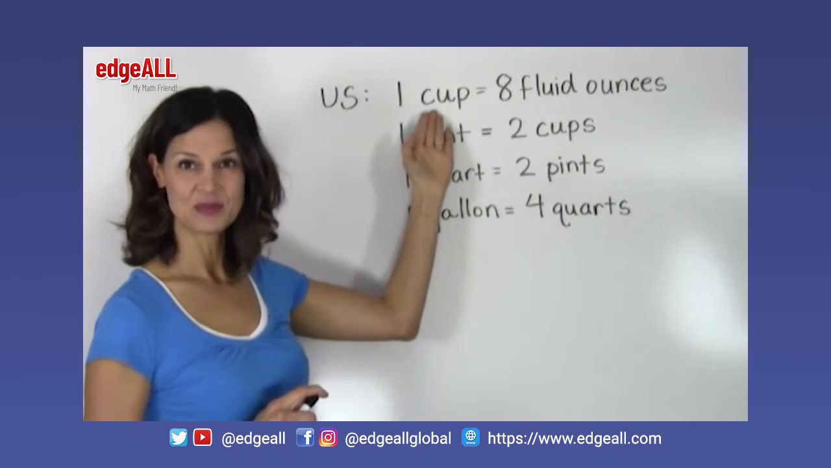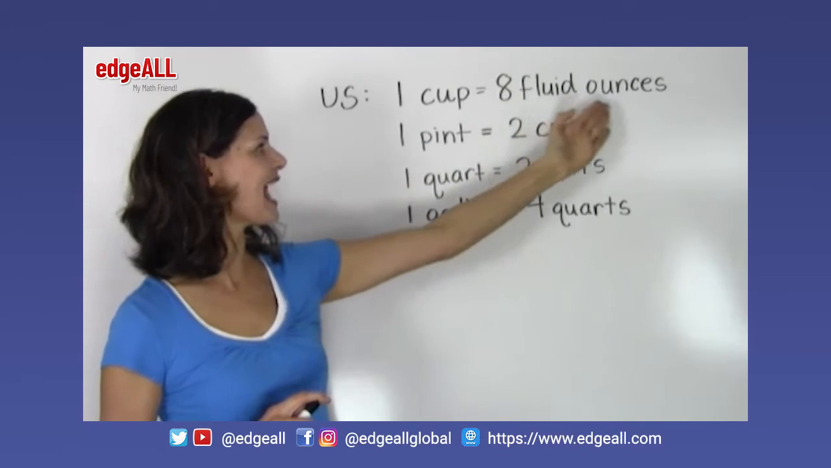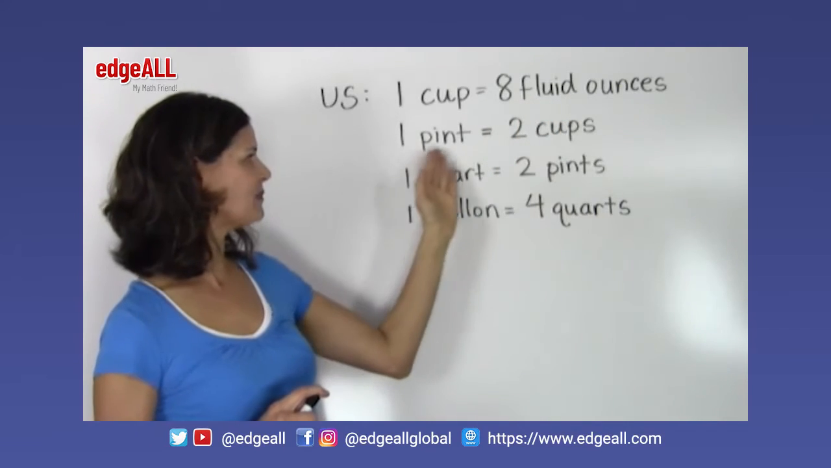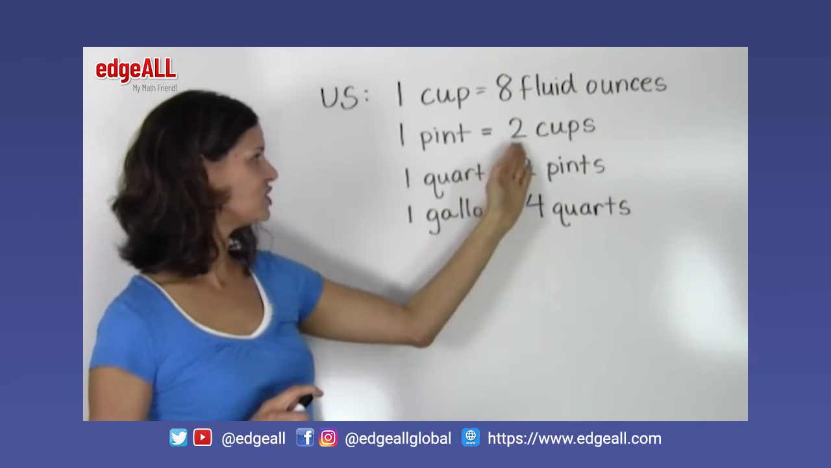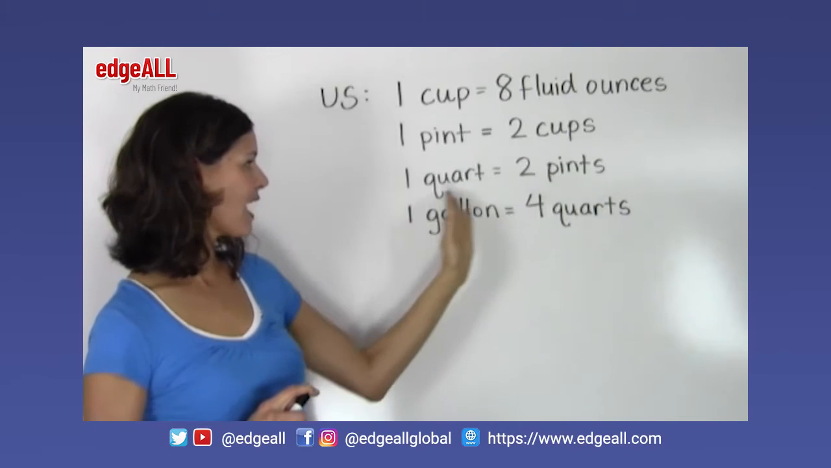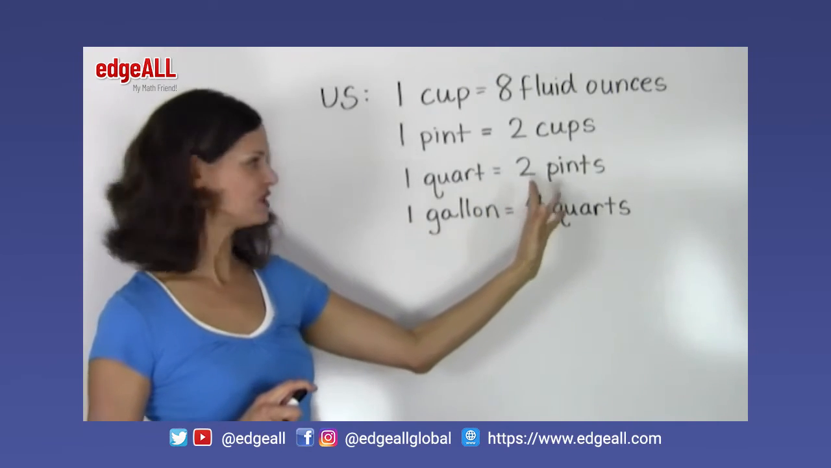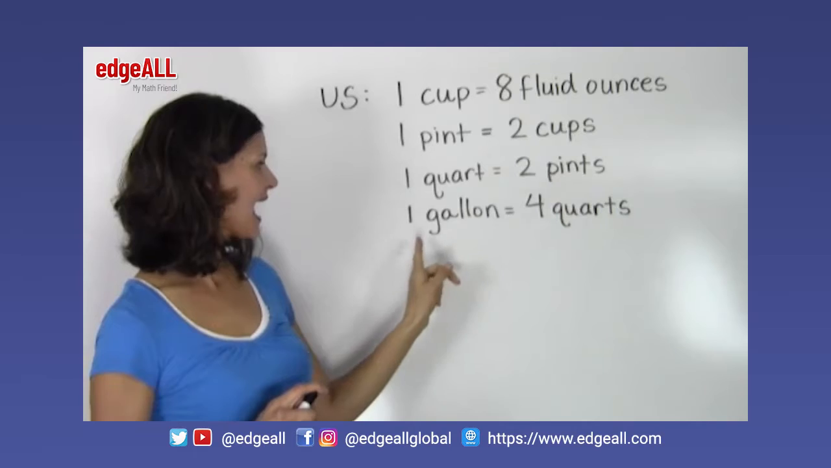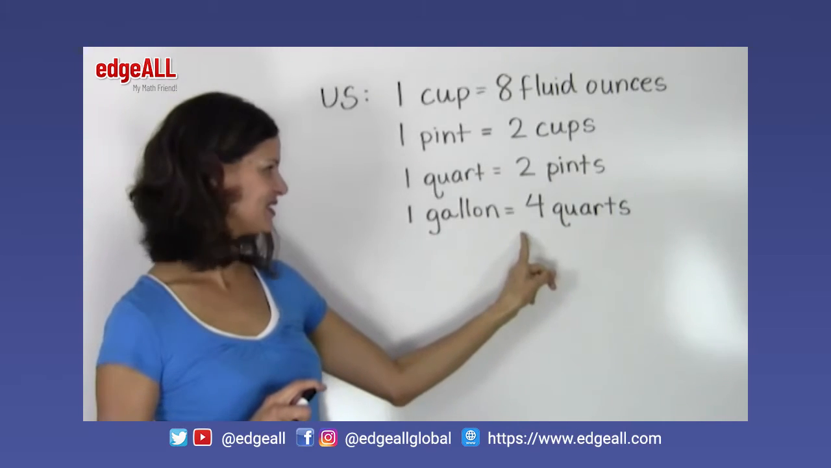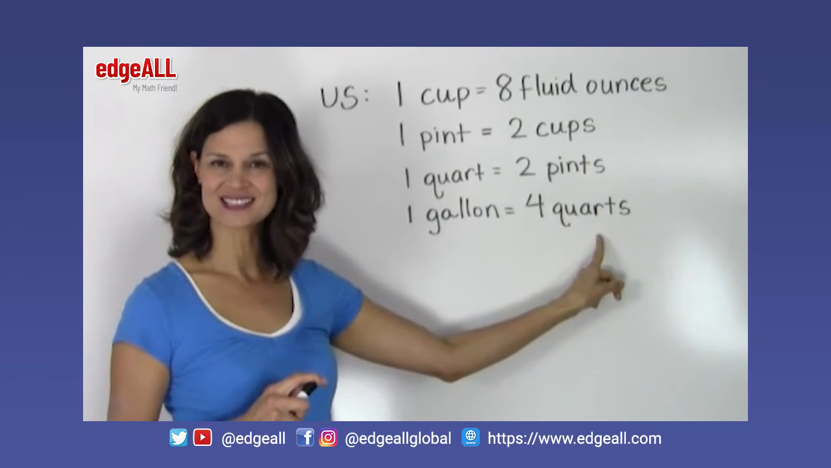1 cup, which is equal to 8 fluid ounces. 1 pint, which is equal to 2 cups. 1 quart, which is equal to 2 pints. And a gallon, which is equal to 4 quarts.